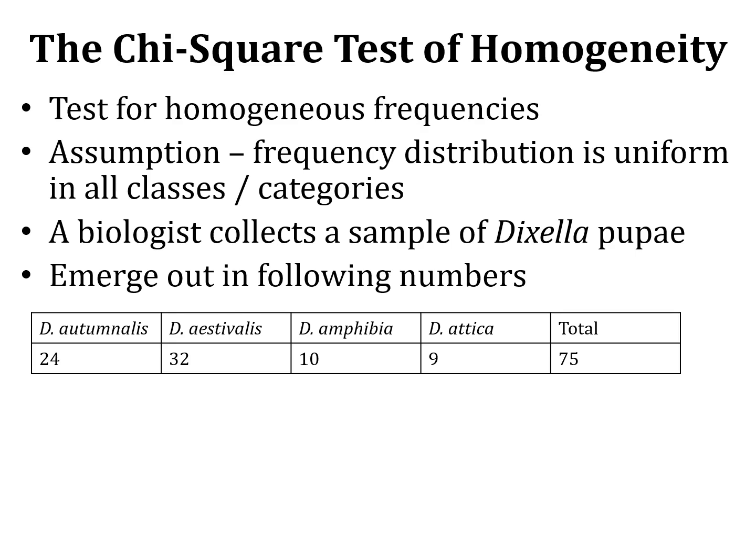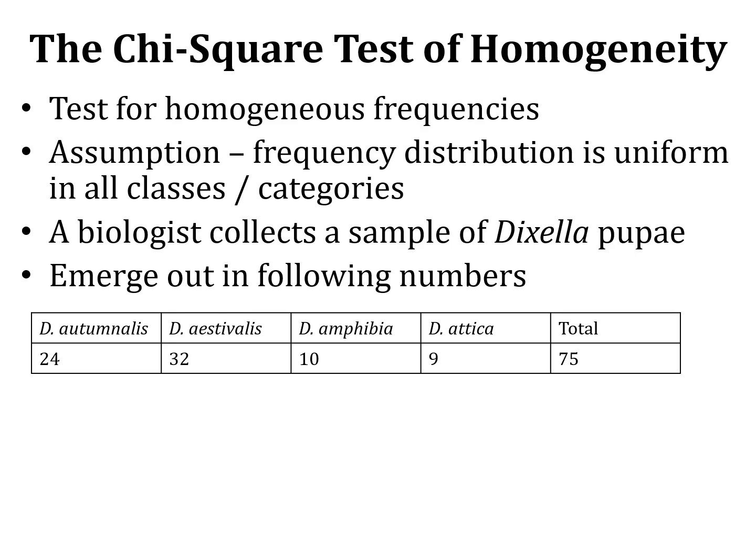Unless you have some previous observation or finding about the species composition in that community or their relative distribution, you have to assume that they are homogeneously distributed, that their distribution should be homogeneous. Apparently we can see that these are not homogeneous. Out of 75, Dixella attica is only 9 and Dixella aestivalis is 32. So apparently there is a difference between their frequencies.